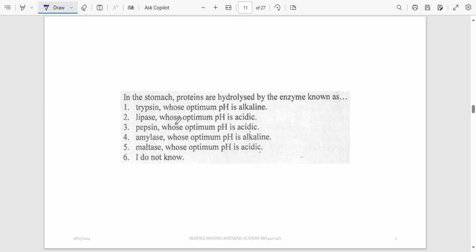Okay, it's pepsin. And remember, we said that the stomach is acidic, so the optimum pH is also going to be acidic. So this is the answer. Take note that when you're naming enzymes, they end in ASE, except some special enzymes which end in IN. You can see lipase, maltase, amylase. But if they are not ending in ASE, they'll end in IN, like pepsin, trypsin. Okay, so the answer here is 3.